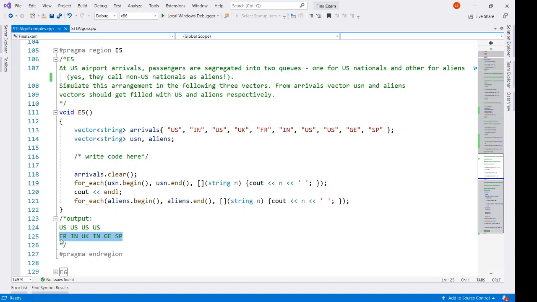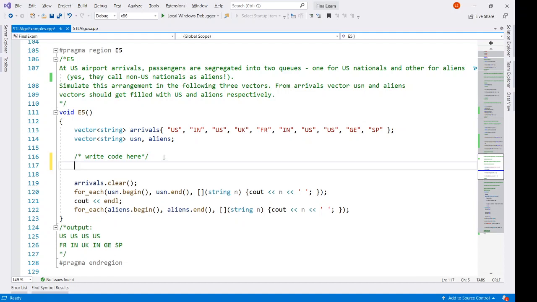Now, we have not been asked to sort the vectors, so there is no sorting required in this case here. All we need to do is to split or partition the arrivals vector into two portions, first the US and the rest non-US, and then move the elements into their respective vectors, right? So what we can use here is the partition algorithm. So let's use that.